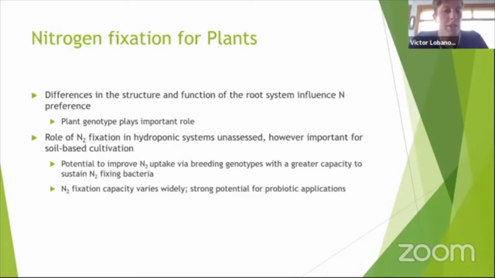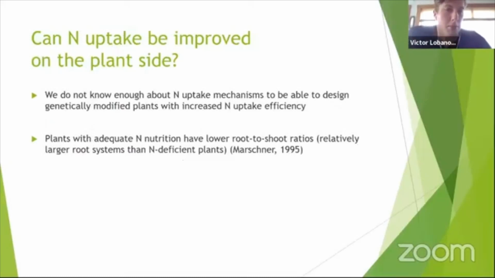There's a huge open area of research as to how we can improve nitrogen uptake by improving nitrogen fixation. It's not too well explored right now, but basically the plant genotype plays a role, but also the microbial community, and we could potentially create probiotics for that. Can nitrogen uptake be improved on the plant side? We don't yet know enough about the uptake mechanisms to do that in terms of genetic engineering. However, you can select for certain types of plants that are better at taking nitrogen up. And one of the best predictors of that is having a lot of roots.